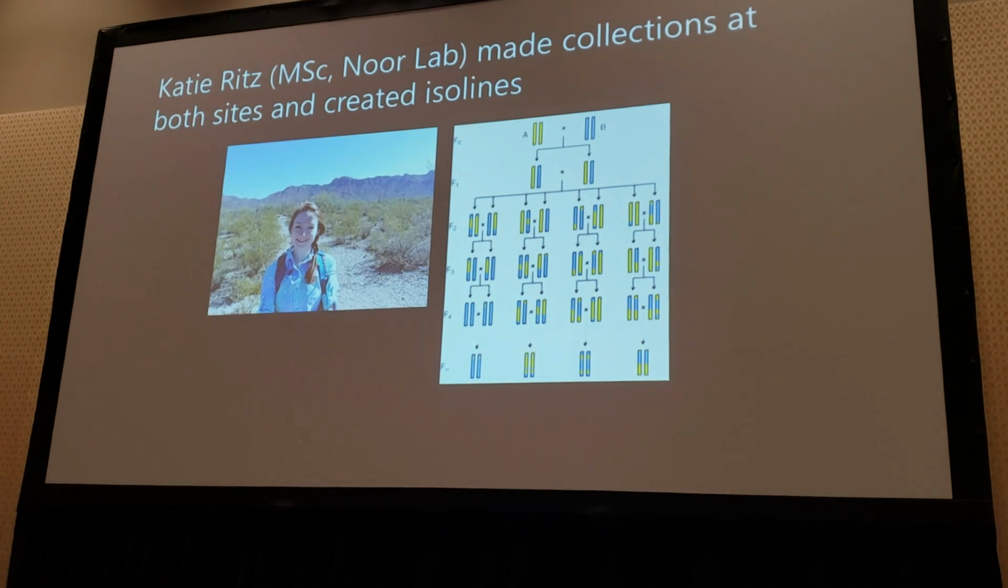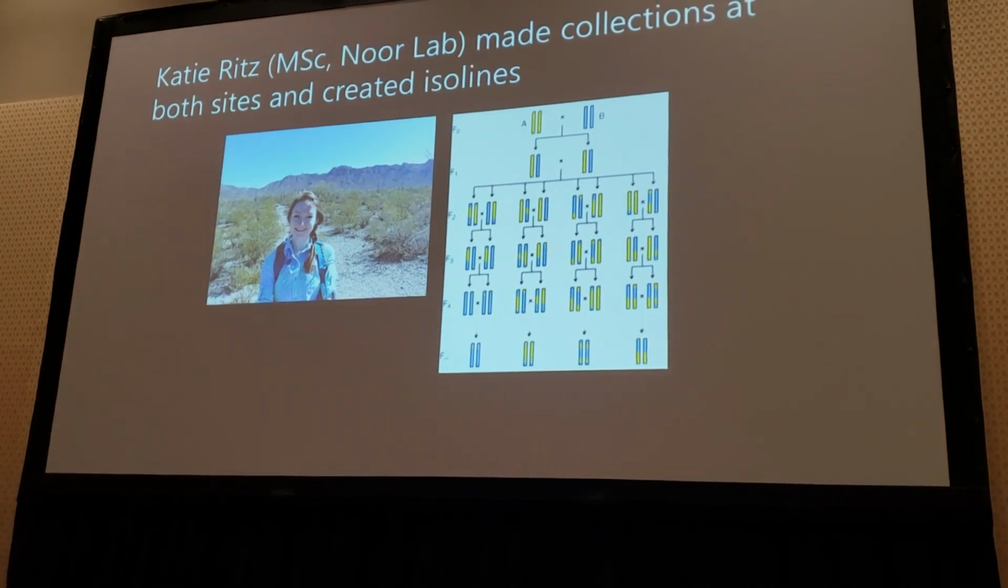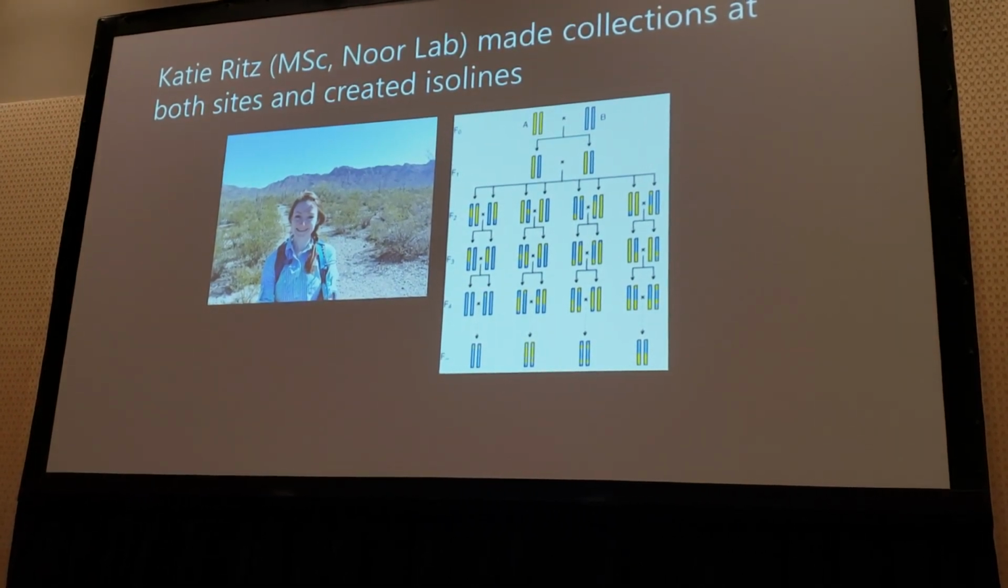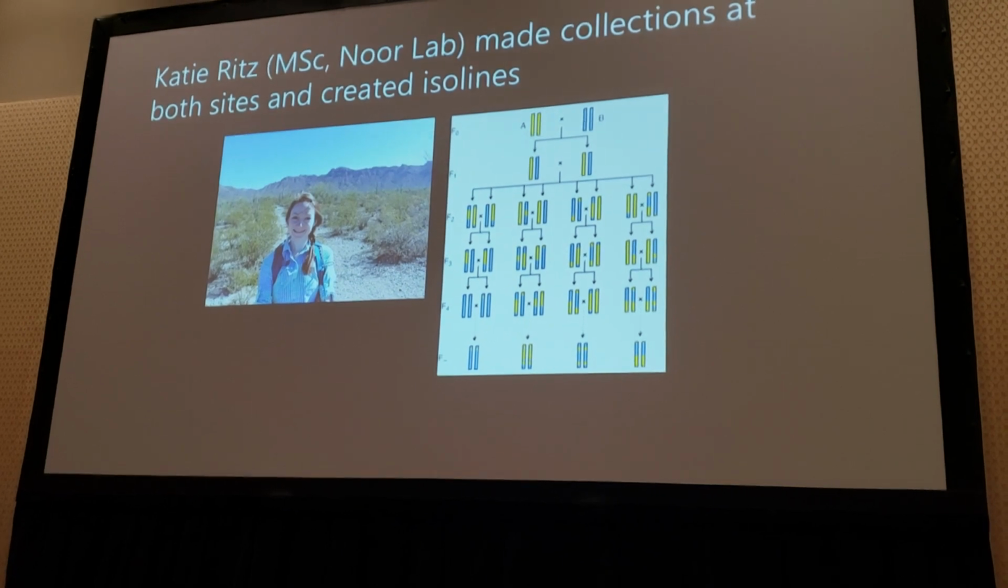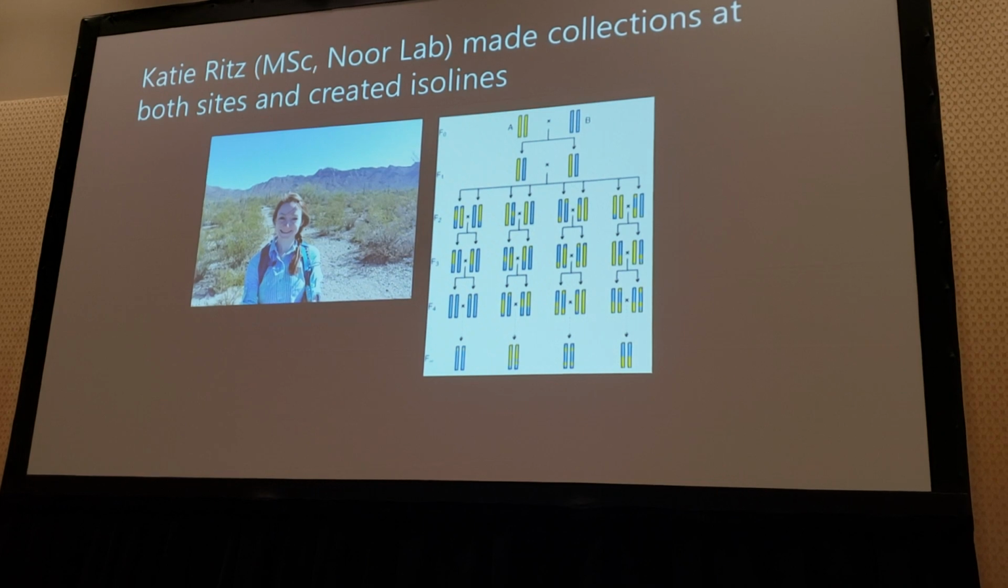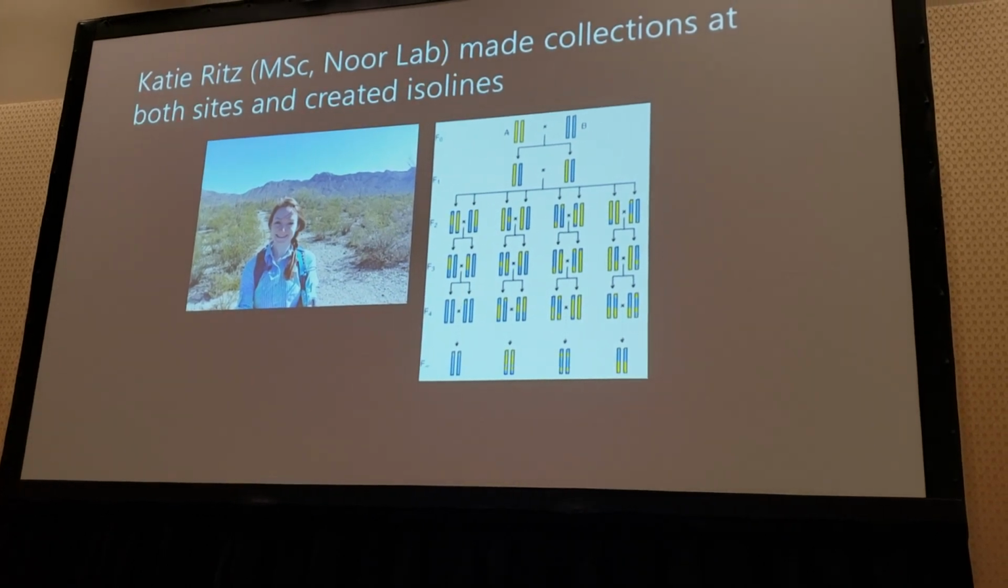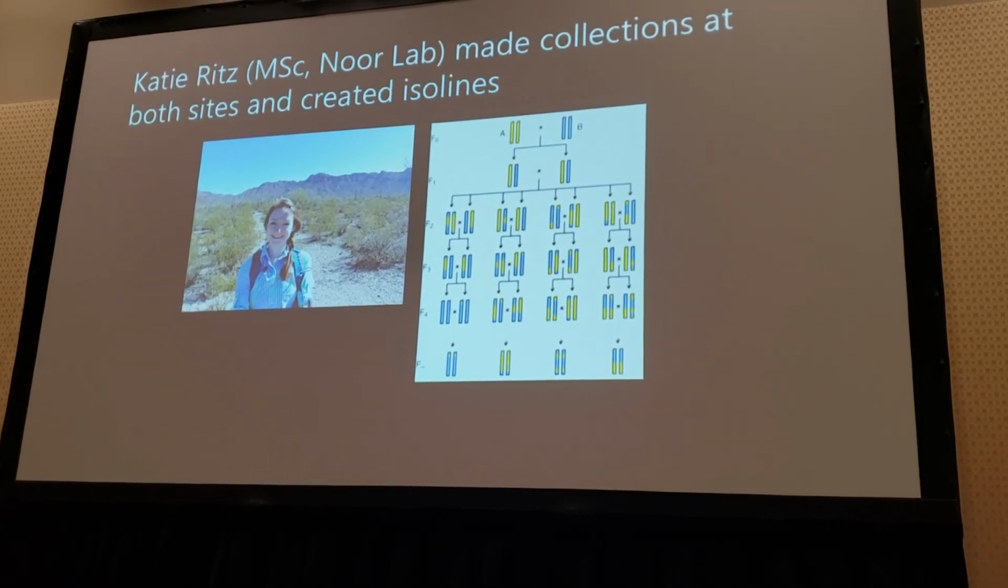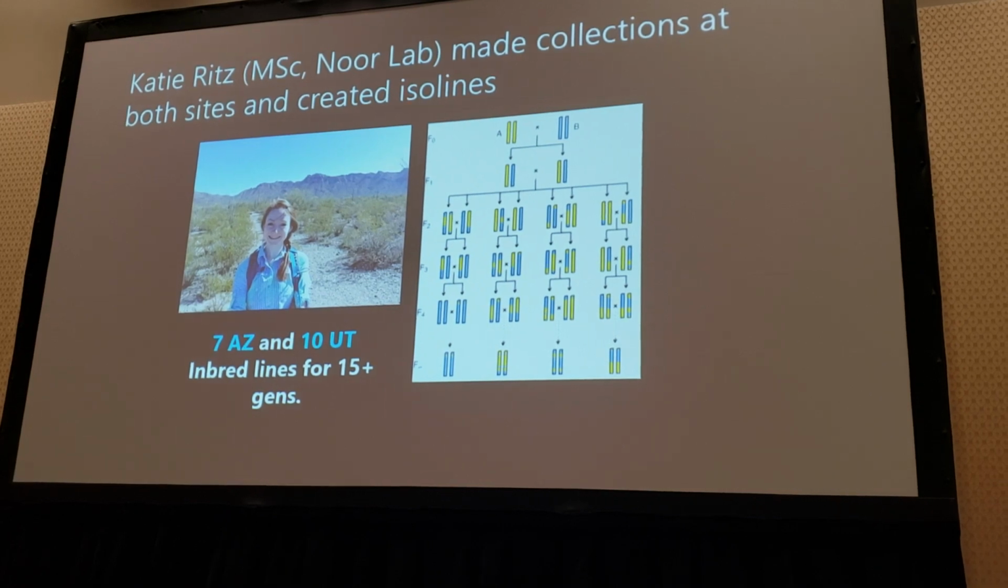Okay, so the first step here was making collections at all these sites. And so these collections were actually made by Katie Ritz, who did a master's degree in the Noor lab. And so Katie made collections at both of these sites and created inbred lines. So for this study, we'll be talking about 7 inbred lines from Arizona and 10 from Utah.